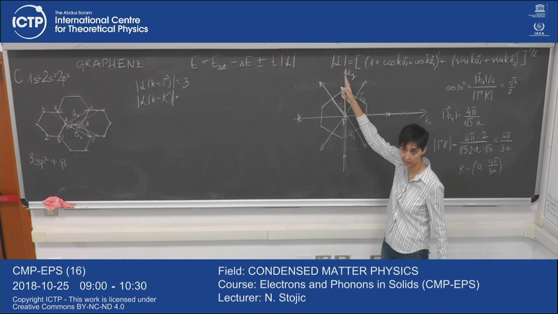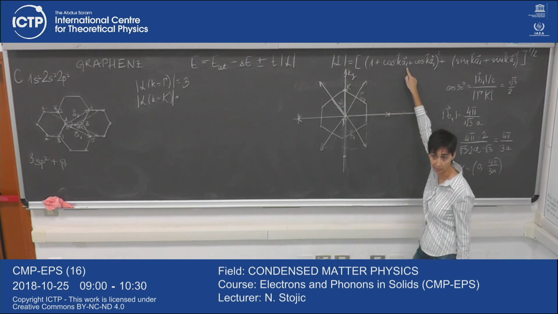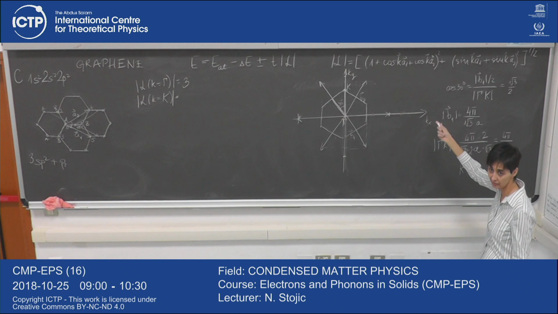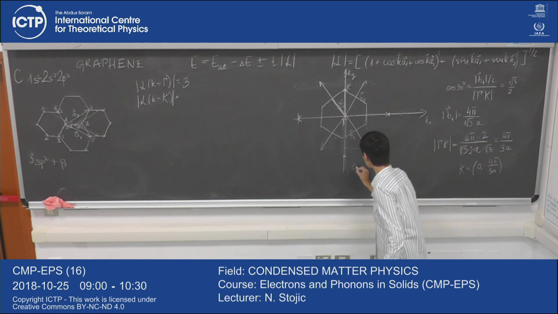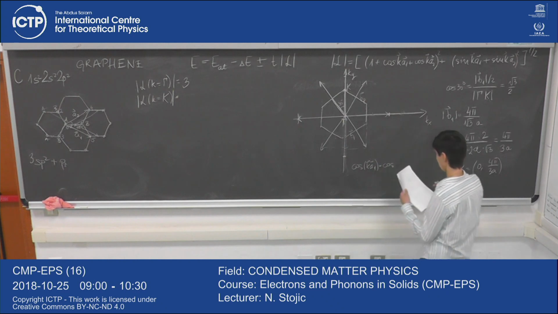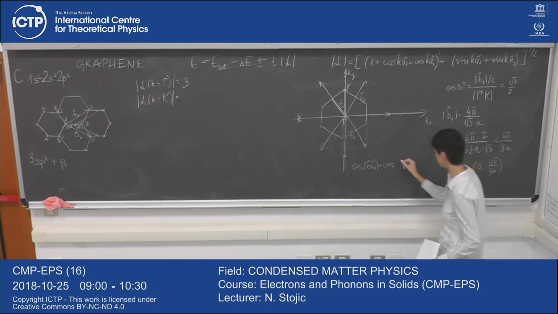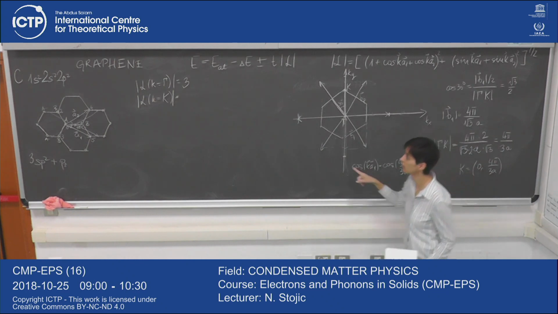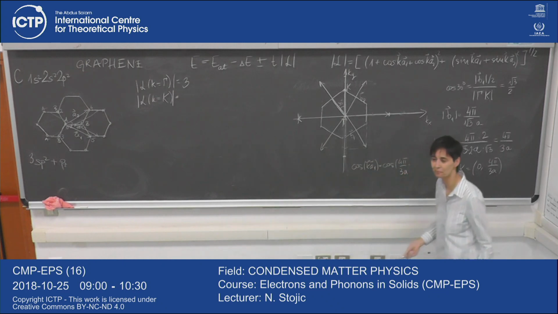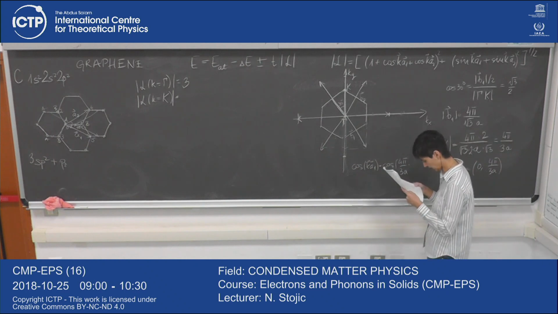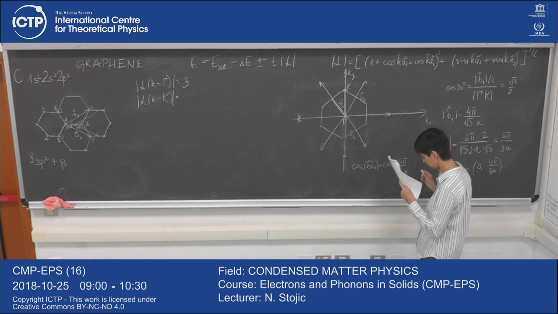We are going only along y, so we'll take only the y component of a1, because ky times a1 is just the y part. So we'll have cosine k a1 is equal cosine 4 pi over 3a times the y part of a1. It was 1/2, no? Minus 1.